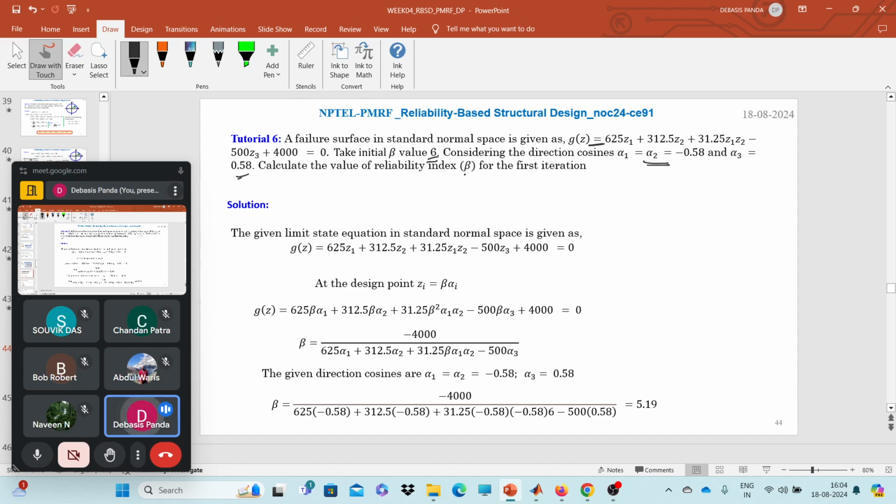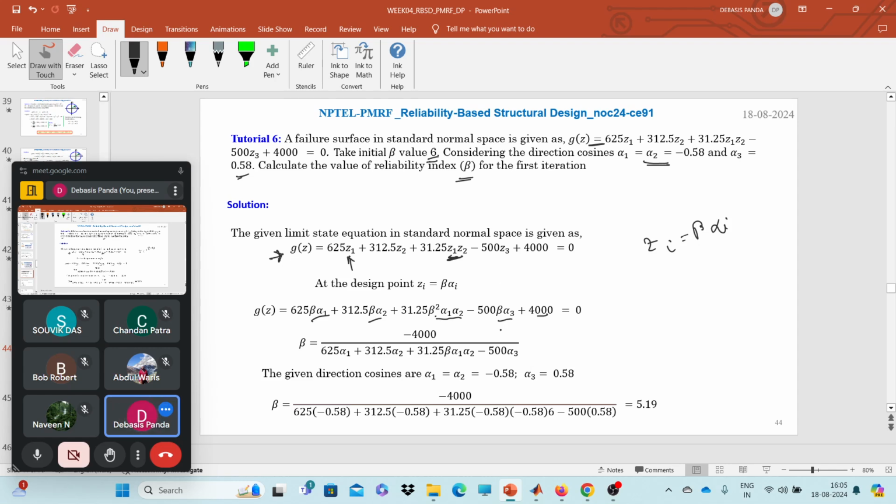Now calculate the value of reliability index beta for the first iteration. How can we calculate it? First, this is your limit state function in standard normal space, G(z). Clear? We know that at the design point z_i is equal to beta times alpha_i. So put these values: instead of z1, beta times alpha 1, instead of z2, beta times alpha 2, and where z1 z2 appear, we get beta square alpha 1 alpha 2. Again, we have beta alpha 3 and 400.